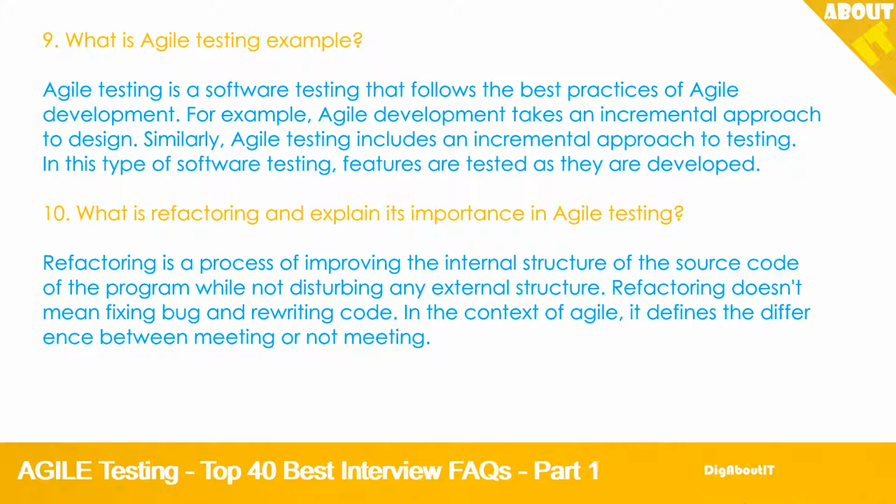10. What is refactoring and explain its importance in agile testing? Refactoring is a process of improving the internal structure of the source code of the program while not disturbing any external structure. Refactoring doesn't mean fixing bugs and rewriting code. In the context of agile, it defines the difference between meeting or not meeting.